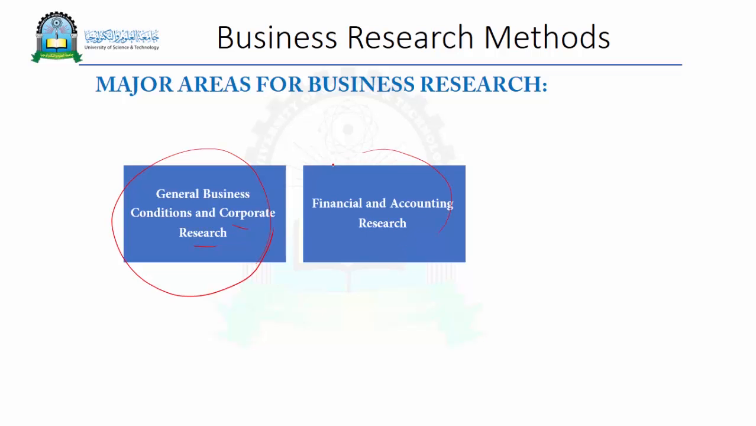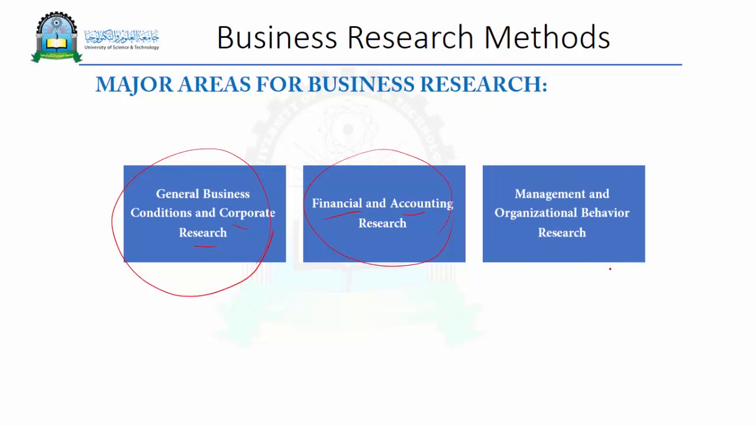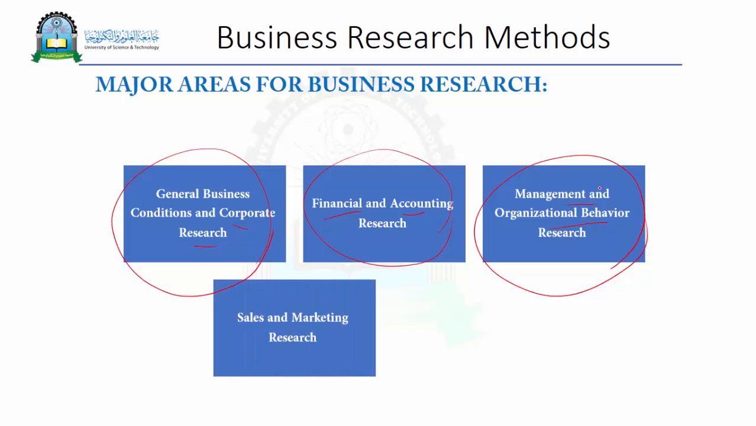The second area is going to be the financial and accounting research, which is going to be about finance. The third area is about management and organizational behavior, something related to the behavior of the employees inside the organization, and the management and leadership and whatever is related to managing the workforce in the company. The fourth is going to be about the sales and marketing, which is also one of the most important functions for any organization.